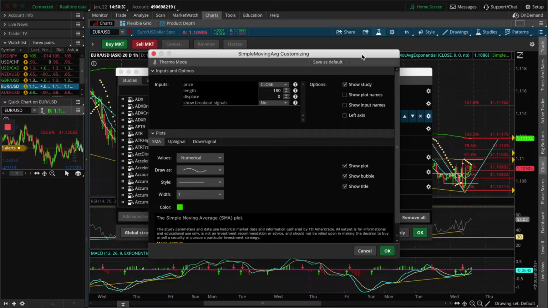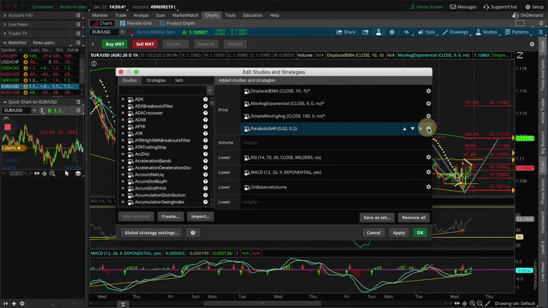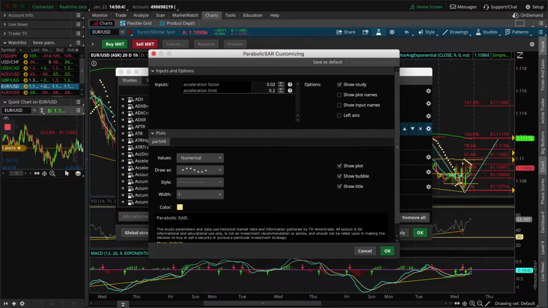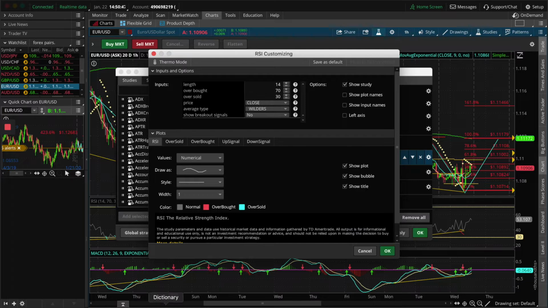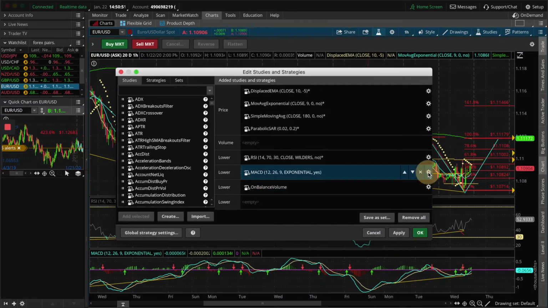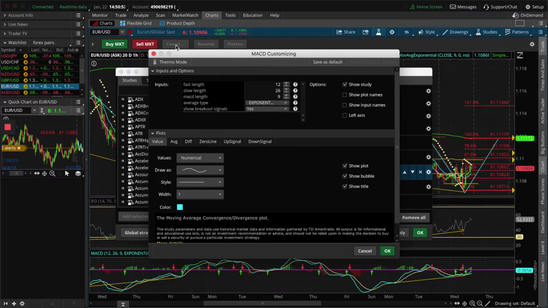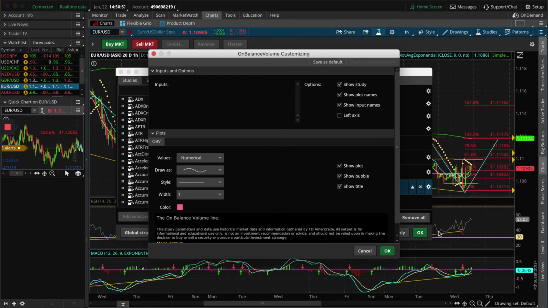Opening up this one, parabolic SAR. There we go. RSI. Again, pause the video so you can get the settings here. And then the on balance.